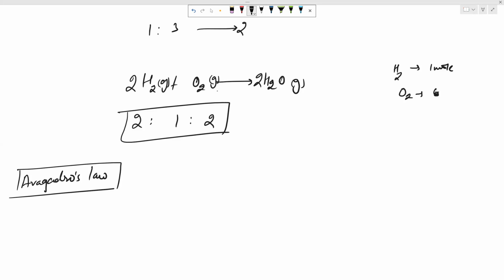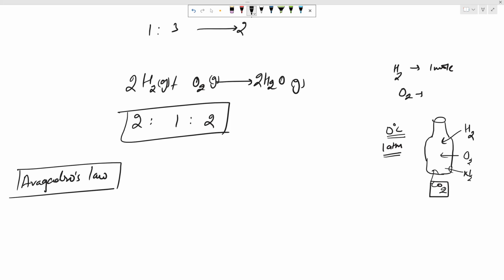For example, if you have a cylinder and you are filling hydrogen gas or oxygen gas in it, at STP, standard temperature and pressure, which is 0 degrees Celsius or 273 Kelvin and 1 atmospheric pressure, then whether you fill hydrogen, oxygen, nitrogen, or carbon dioxide, any gas, the number of particles will be equal.